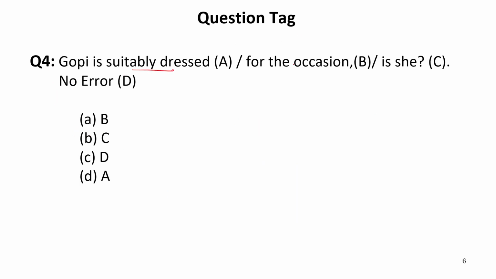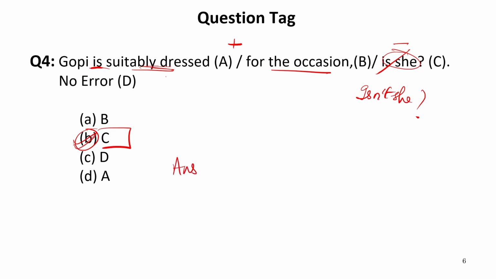Gopi is suitably dressed for the occasion. It means she dressed up nicely. Is she? Now the statement is positive. If the statement is positive, question tag has to be negative. Obviously, is dressed means the sentence is in passive voice. So whenever we make a question tag of it, it will be isn't she, because the question tag has to be negative just because the statement is positive. Now the C part is given in B option. So again our answer is B.